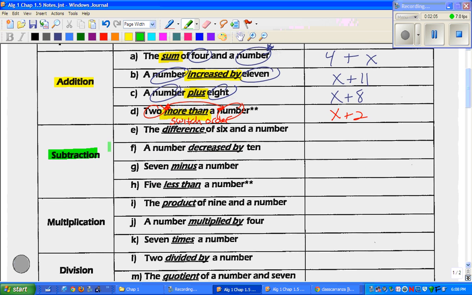Okay. Next, we're going to work with subtraction. We have difference, decreased by, minus, and less than. So, the difference of 6 and a number. Just like in the first example, we can't write it like that, because that's saying minus 6x. So the subtraction sign goes in between 6 and the number. Okay, a number decreased by 10. 7 minus a number. And now 5 less than a number. With less than again, just like with more than, this is where we need to switch. So 5 less than a number: we had to switch the order.